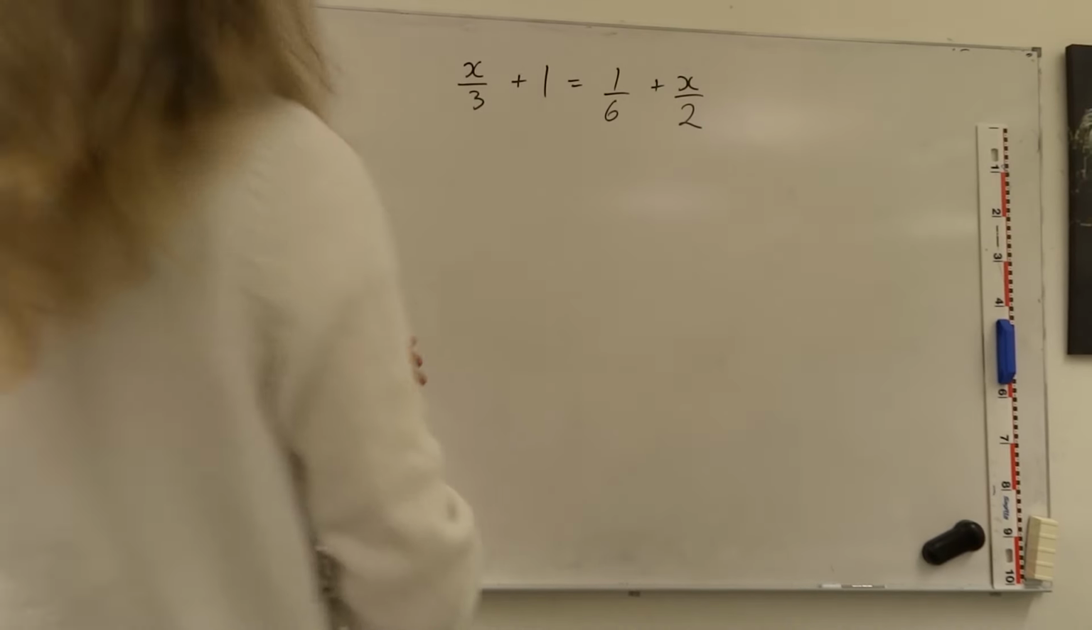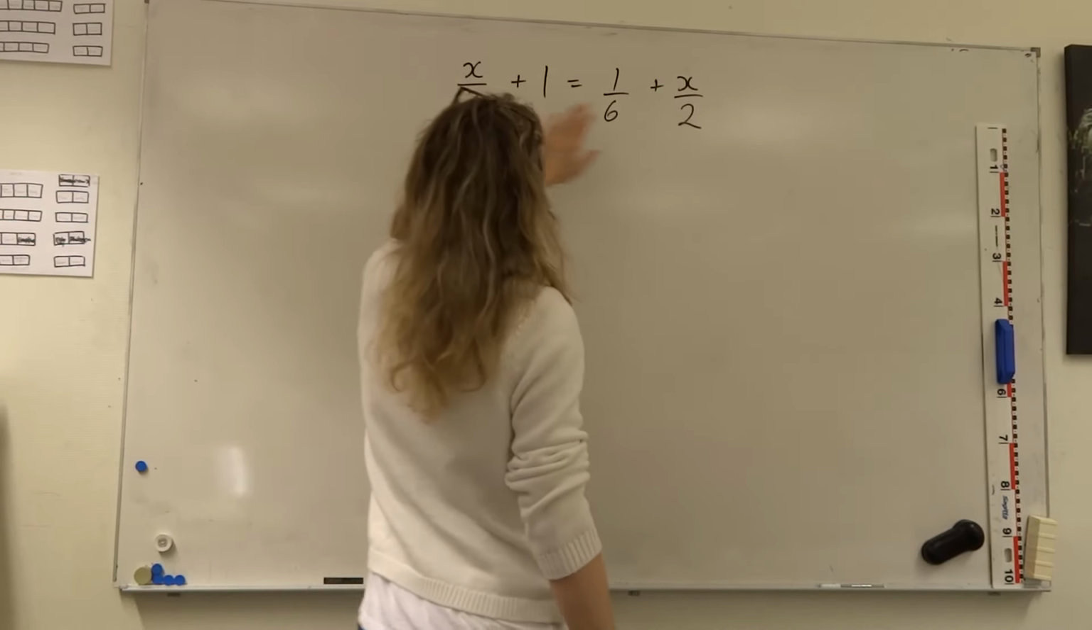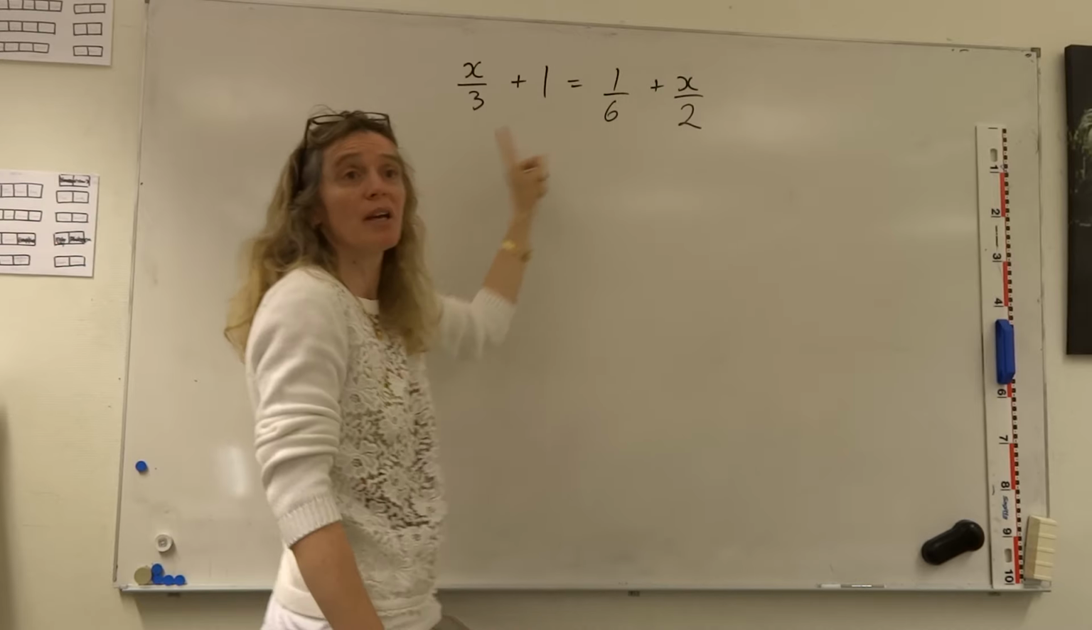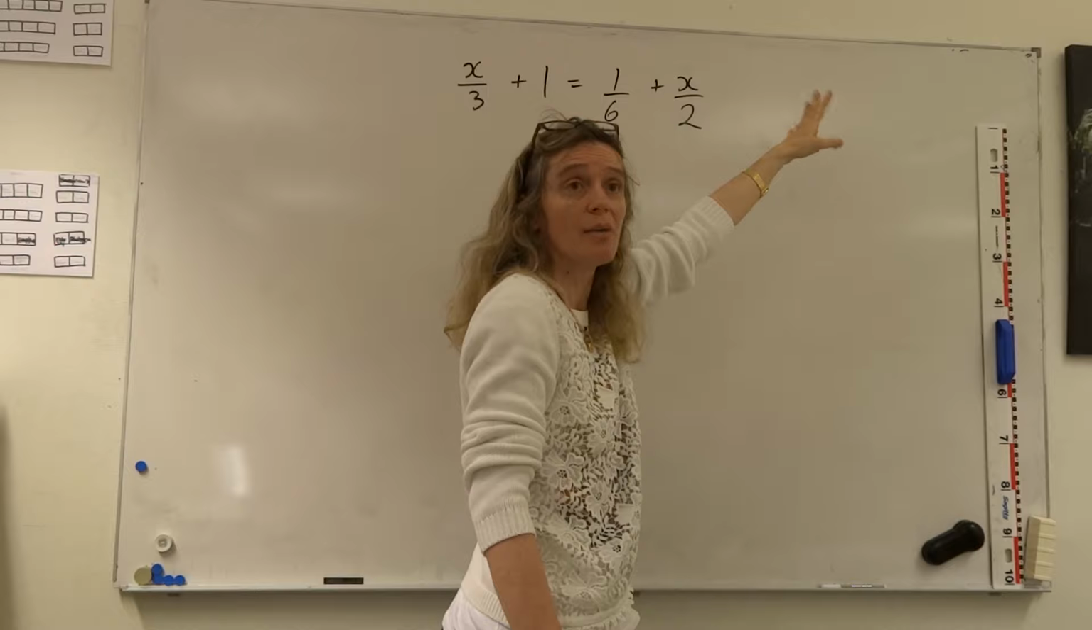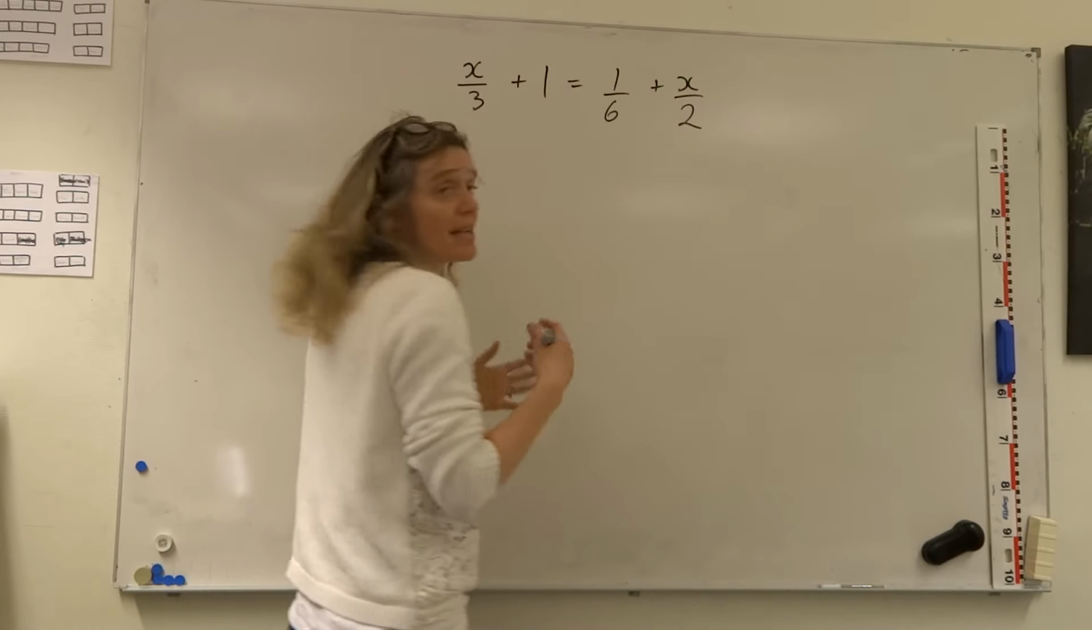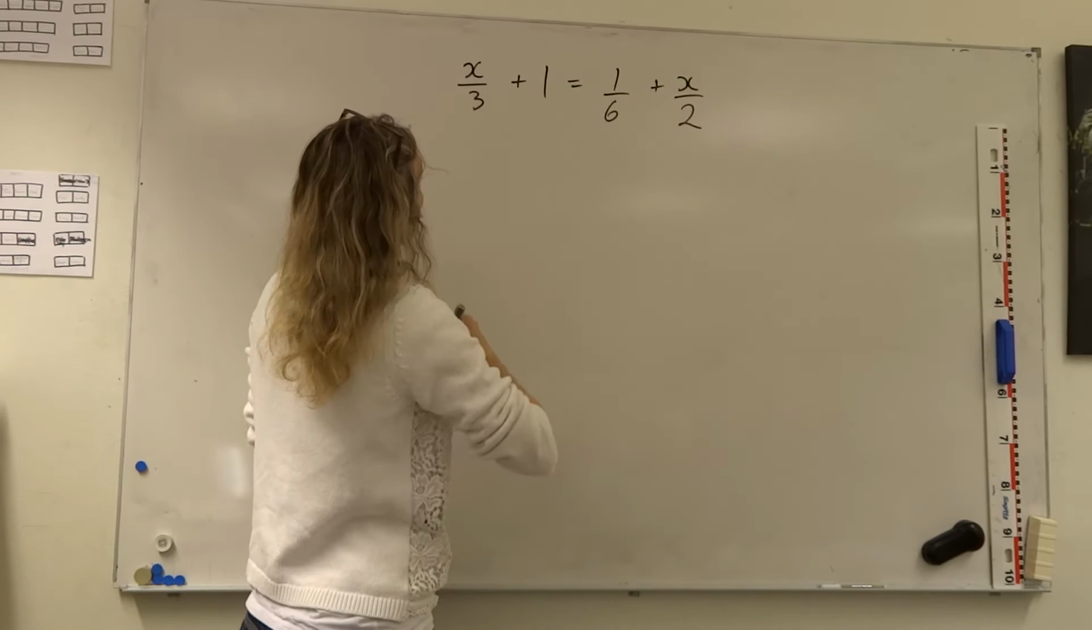Okay, now we have x over 3 and x over 2. Well, a half is bigger than a third, so I would move my x over 3 over to that side, because then I'll get the larger value of x, the more positive value of x on the right-hand side.